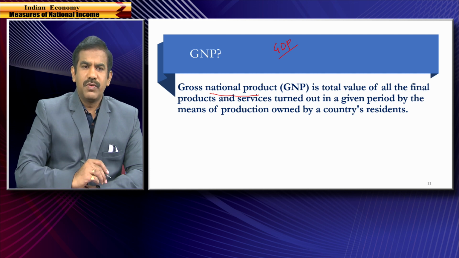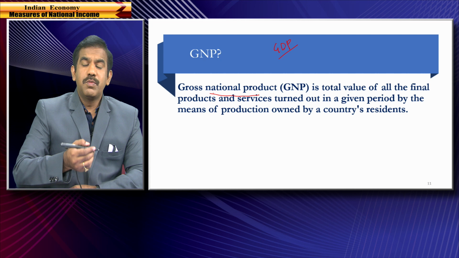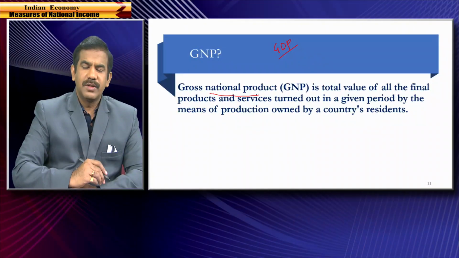The same thing holds good when it comes to GDP and GNP. Anything produced in my country is GDP; anything produced by my people, in my country or any part of the world, is GNP. Let's say your brother is working for some company abroad, in the United States of America. He might have been there for a temporary period of time, but he belongs to India.